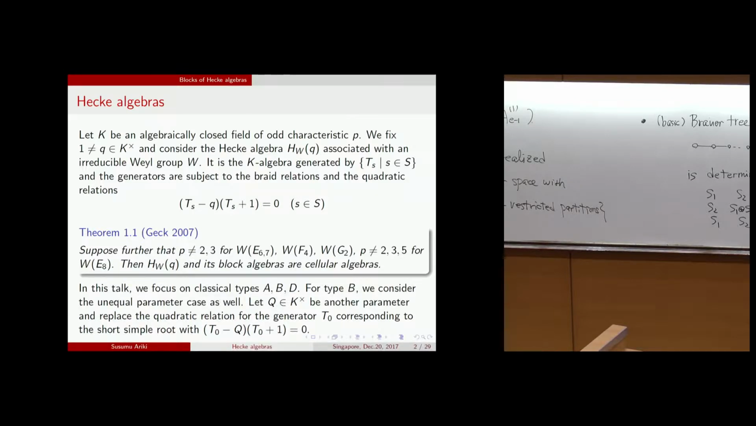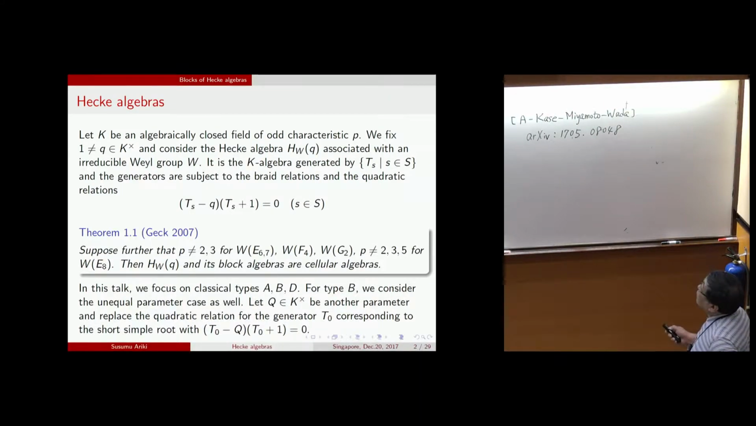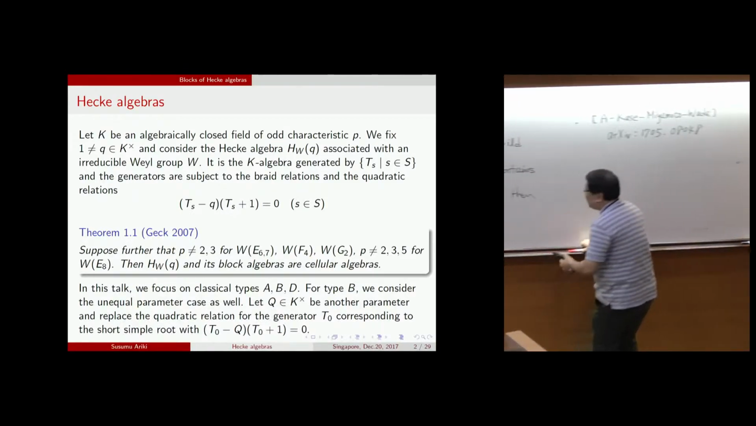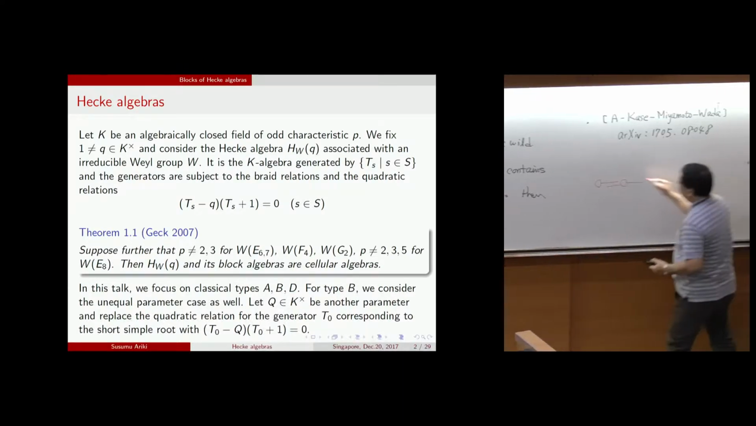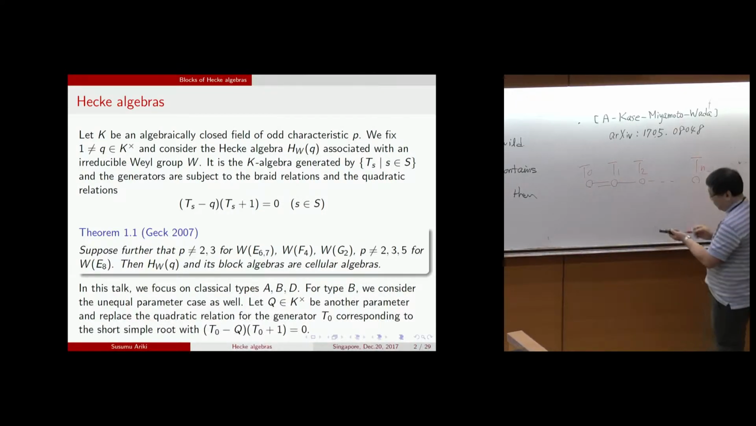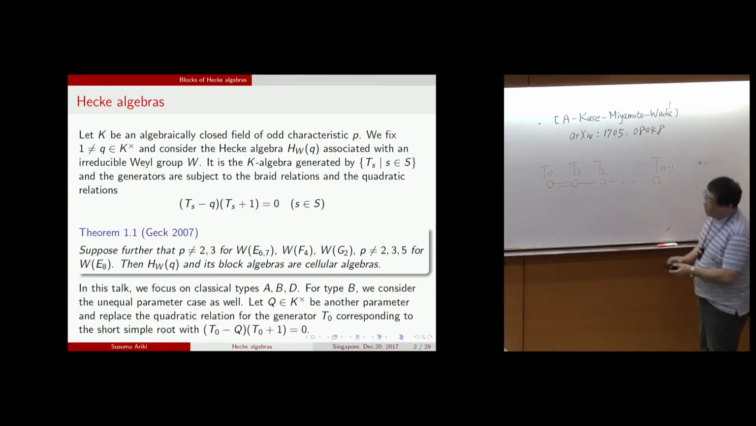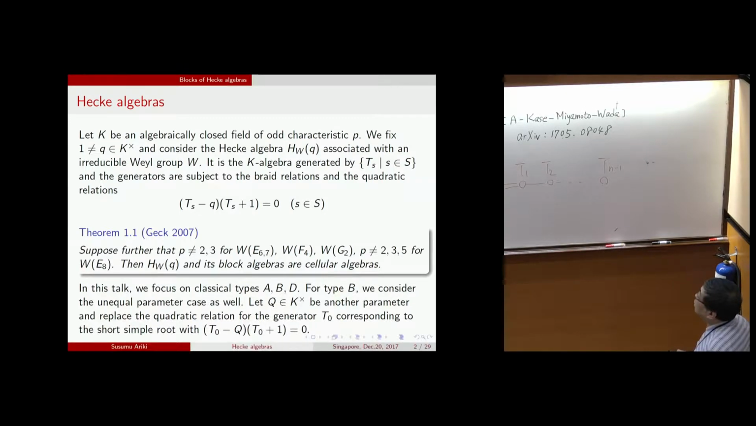So let capital Q be another non-zero parameter, and we have then an additional generator T0. I'd better write the Coxeter diagram. T0 is a generator for here, and this is a generator for the Coxeter diagram. And for T0, the quadratic relation is (T0 minus capital Q)(T0 plus 1) equals 0.